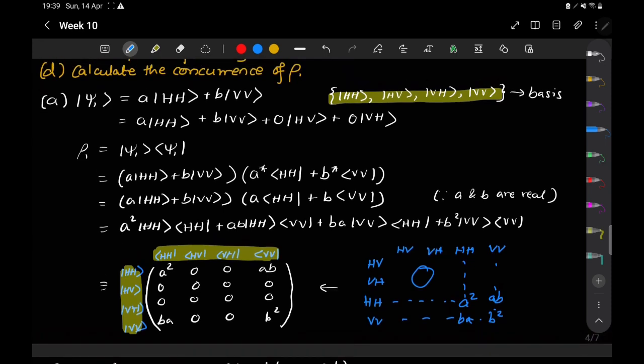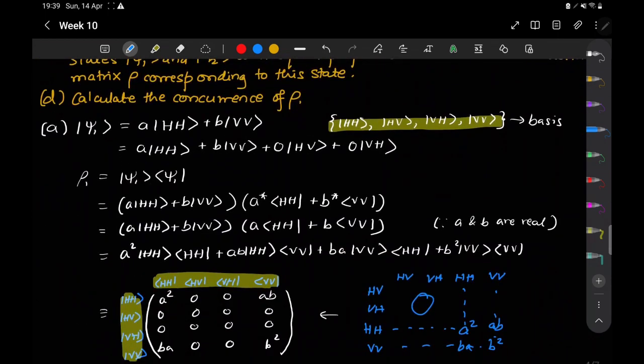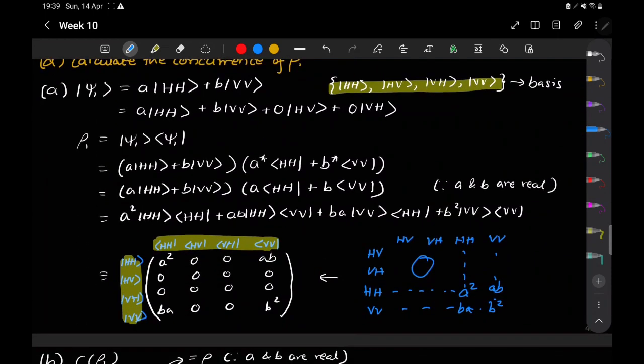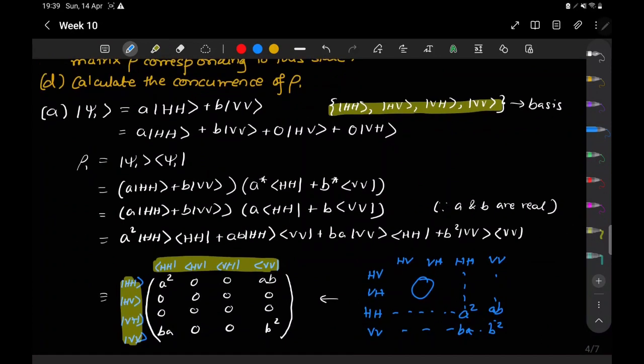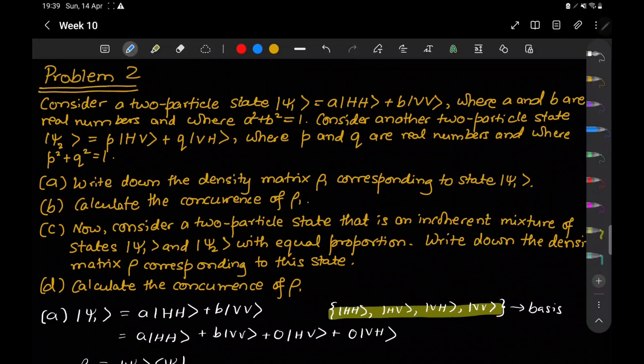Then for all other states, even for psi 2, you have to follow this particular basis. You can't have one order for psi 1, another order for psi 2. Once you decide the order of your basis for a particular situation, then you have to be consistent throughout. Okay, I hope that clarifies, and now we can proceed.